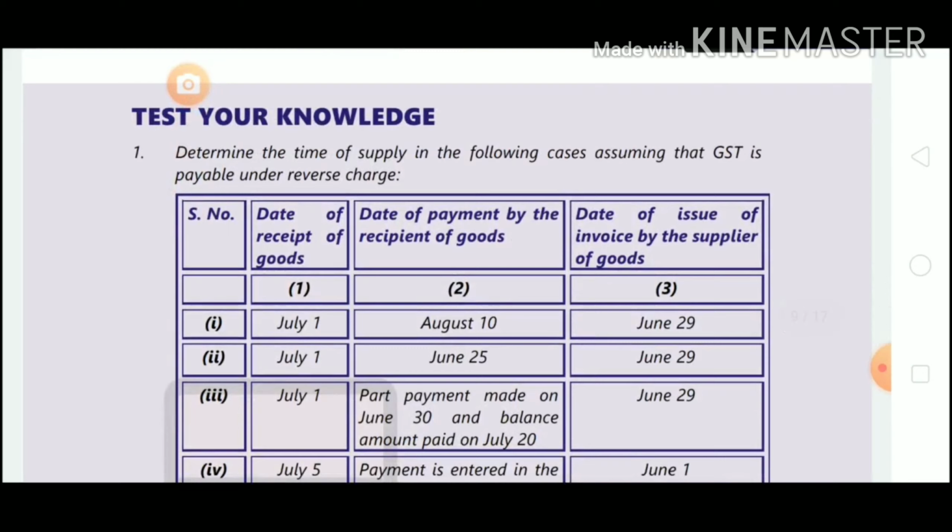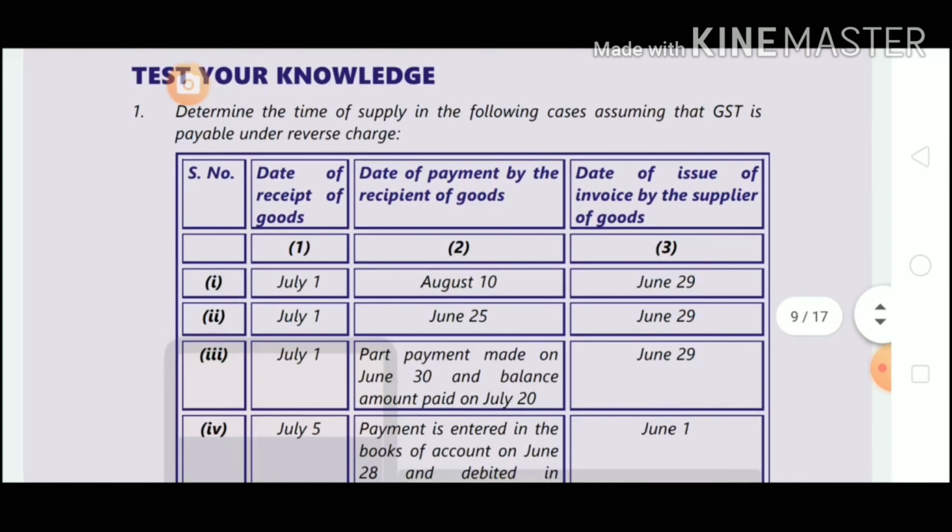Now first question is, determine the time of supply in the following cases, assuming that GST is payable under reverse charge. Okay. Now first case, see, this is reverse charge, time of supply of goods under reverse charge. Remember, 31st day, not 61st, 31st day. And total how many events are there? Total 4 events in case of goods, and in case of services 3 events.